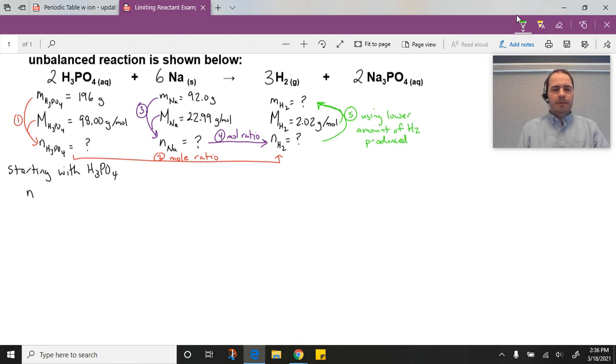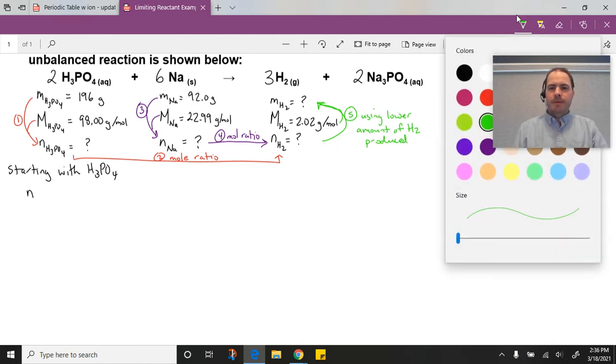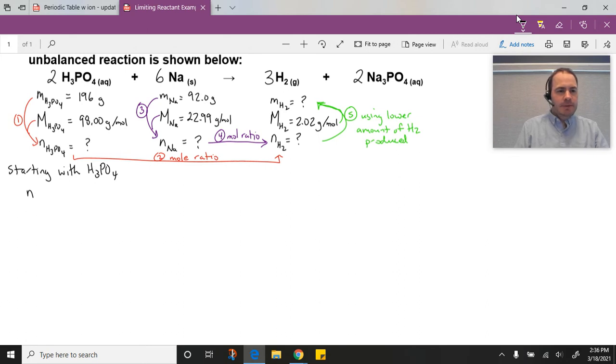Using that lower amount of hydrogen that we produce, right? So that's our plan here. So we're going to find our moles of H3PO4. We're going to do that by taking the mass and dividing by molar mass. So we know 196 grams divided by 98 grams per mole, which would give us a value of 2 moles. So that's our number of moles of H3PO4.